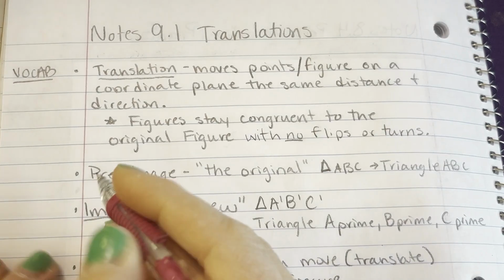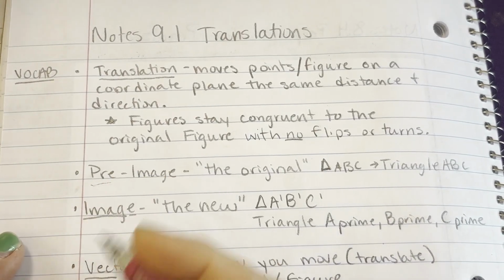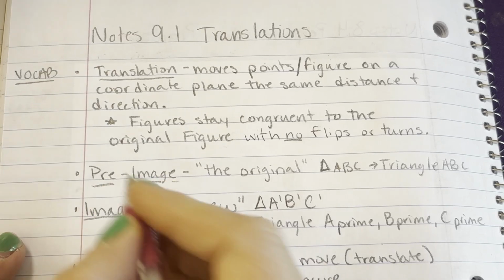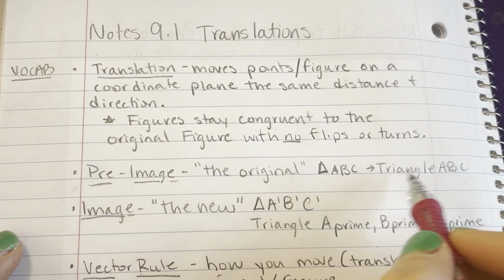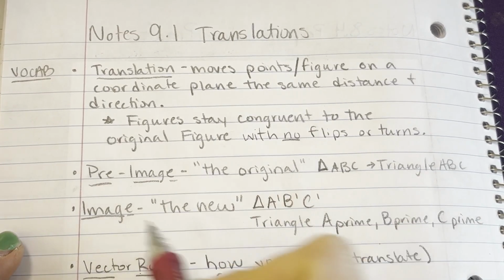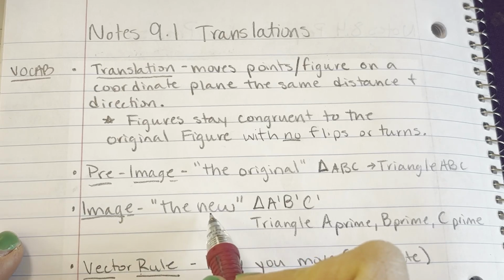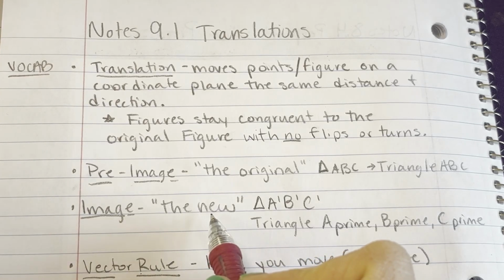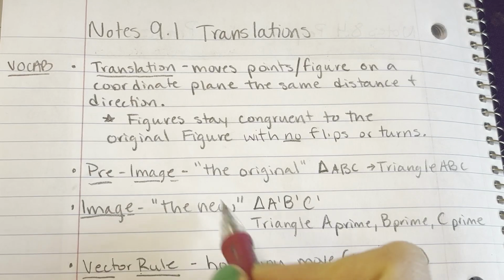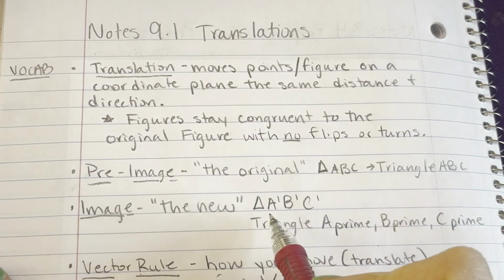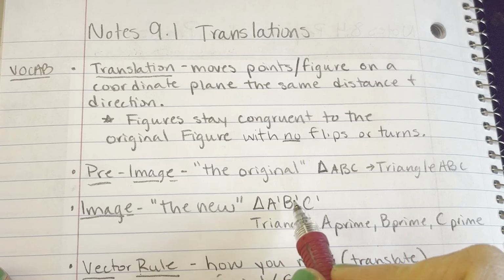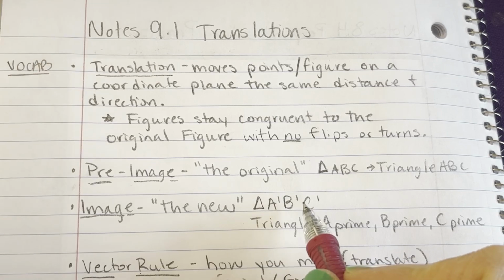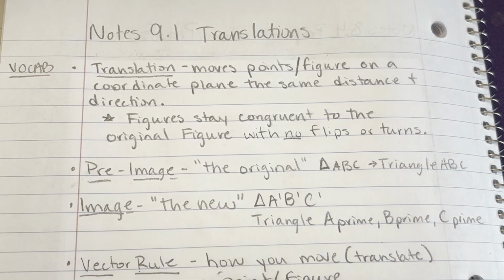A new vocab word that's going to be very important and that you'll hear me use a lot is pre-image, which is the original. So if we have a triangle ABC, we call it triangle ABC. The image is the new one, the one we actually draw the translation from what we start with to how we end. This is the new figure, and it's going to be called triangle A prime, which is like an apostrophe, B prime, C prime. The primes is what tells me that, hey, this is what we moved to.